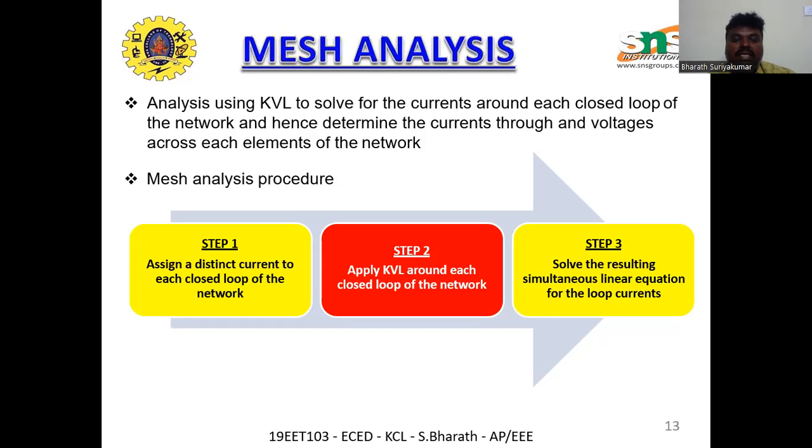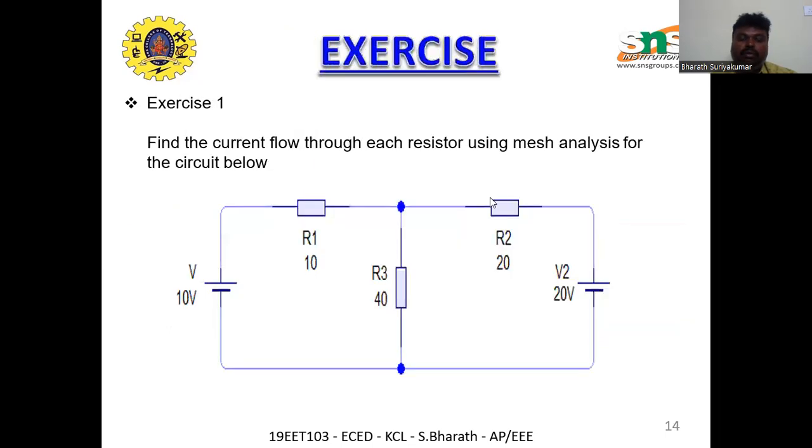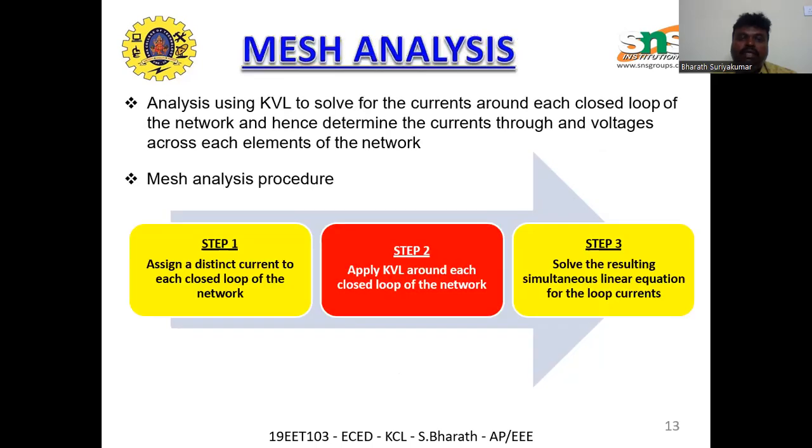Step 1, assign a distinct current to each closed loop of the network. Step 2, apply KVL around each closed loop of the network. Step 3, solve the resulting simultaneous linear equations for the loop currents. Based on these three steps, we will deal with a problem.